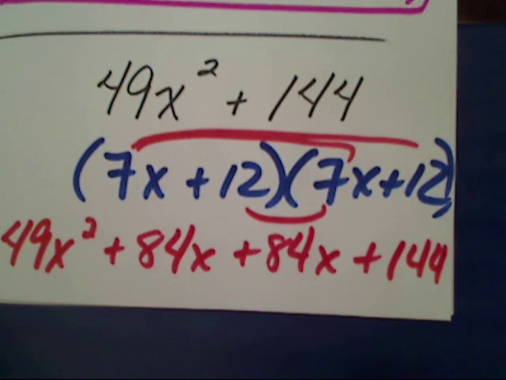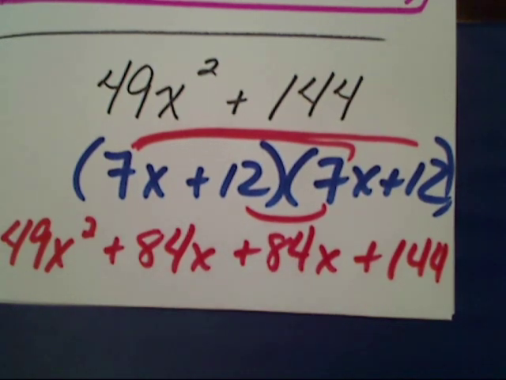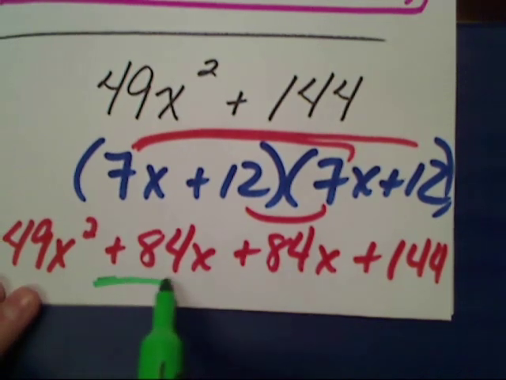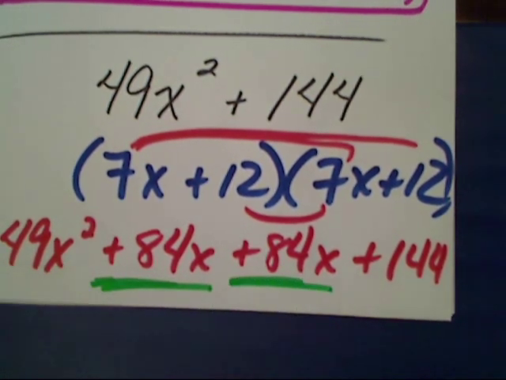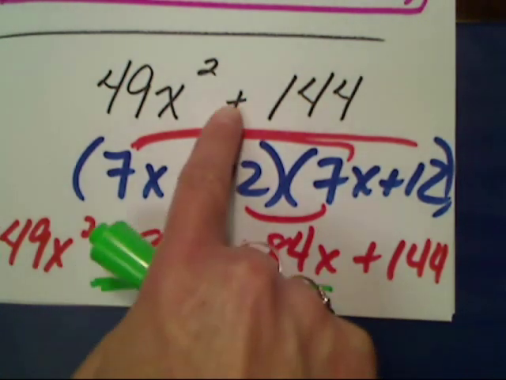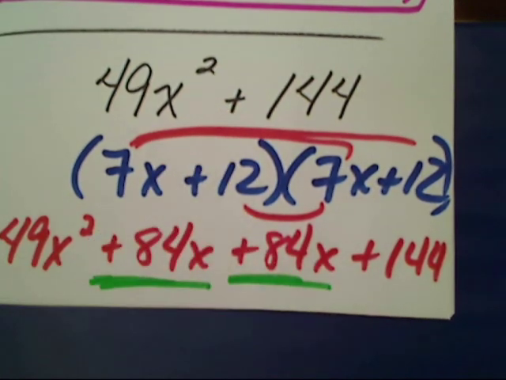Now be careful. Do your middle terms cancel out in this case? Does 84x plus 84x make 0? No, this is adding. They're both positives. 84x plus 84x is 168x. Right? It does not give me 0x. So this is not factored correctly.